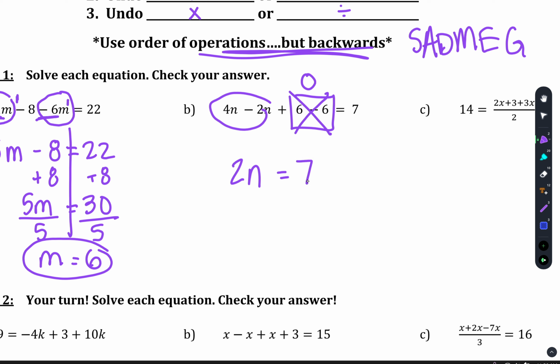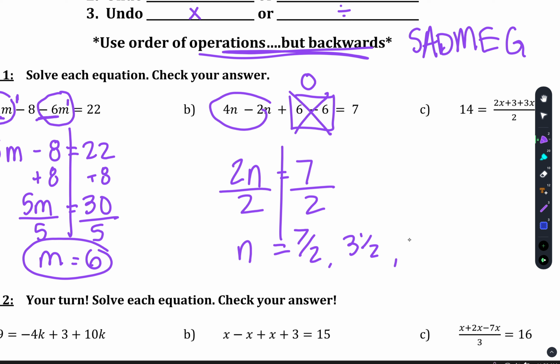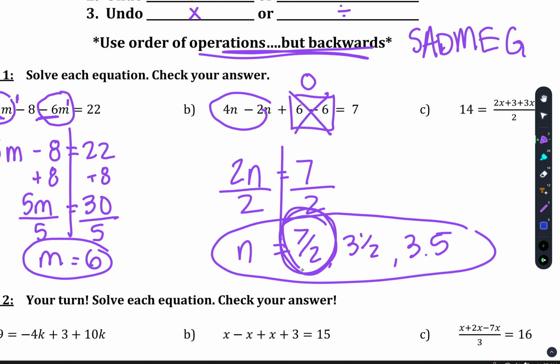2n equals 7. I can divide both sides by 2 to get n equals, I'll take 7 halves. I will take 3 1/2. I will take 3.5. I'll take any of those forms. I prefer your improper fraction, but whatever you want.